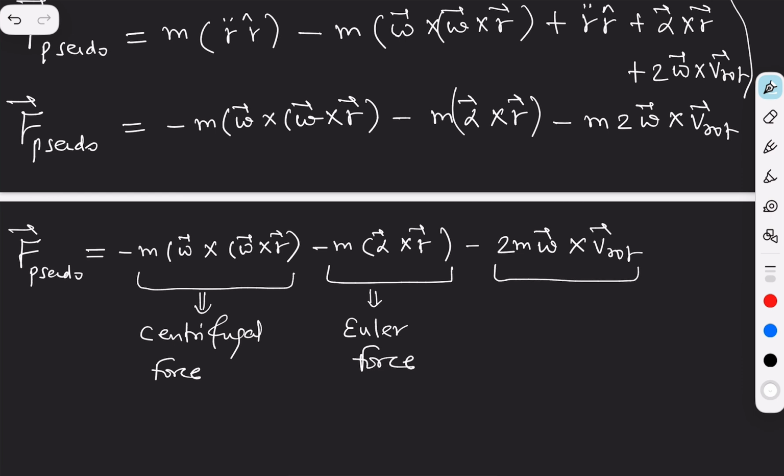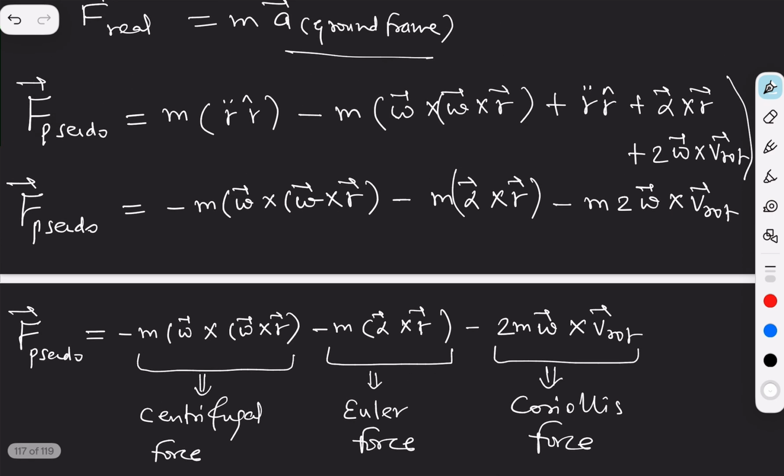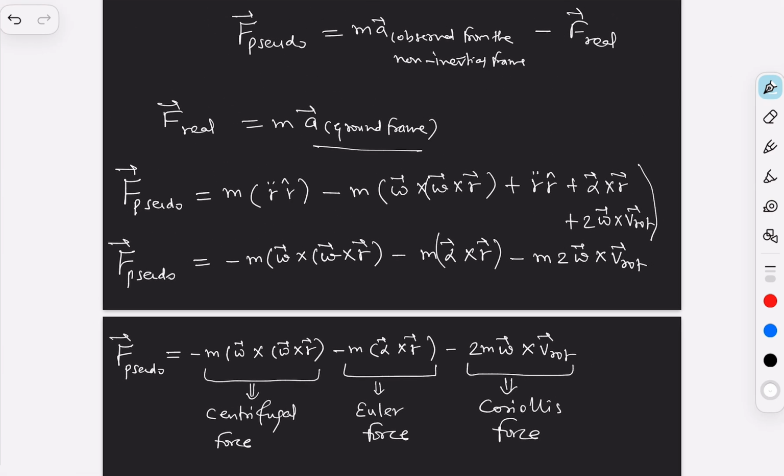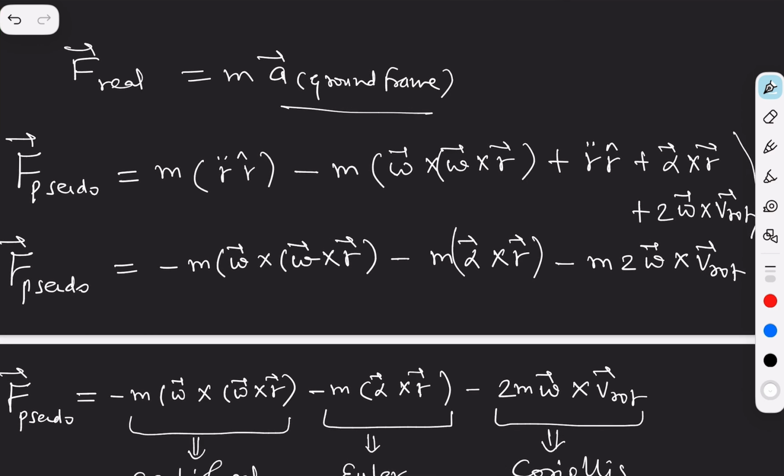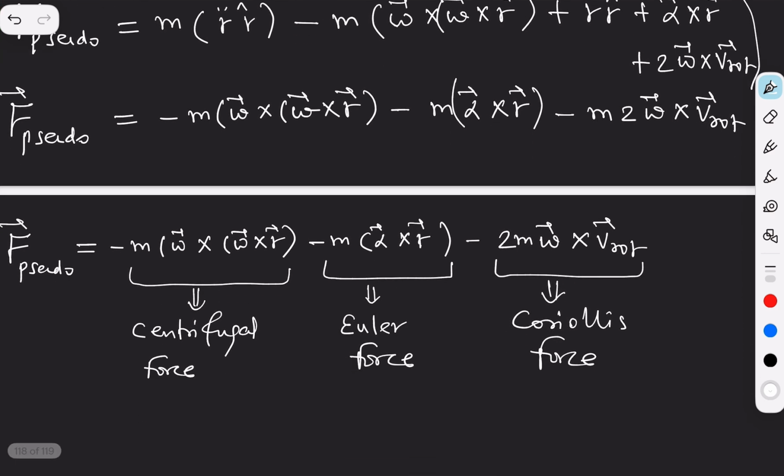And of course the last one is the Coriolis force, that is the last fictitious force. So there are these three forces that we might need to apply in a particular situation if we are sitting in a rotating frame and observing particles. This is the concept that I wanted to discuss. Now we can see some examples to understand and apply these concepts in different situations. I hope you understood this.